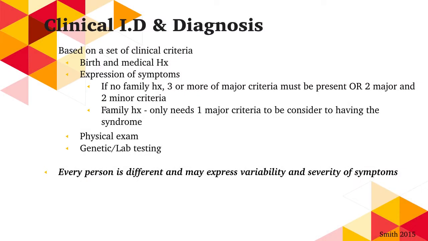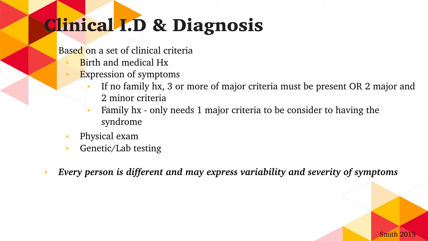So now to the good stuff. How do we identify and diagnose BOR? Usually it's based on a set of clinical criteria. So you have to take a look at the birth and medical history of the individual. Then you look at the expression of symptoms. So as we said, you have 90% of people with BOR inherit it from a parent, and you have 10% of people who don't have a family history.